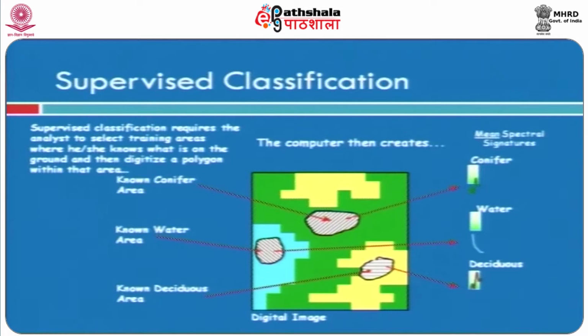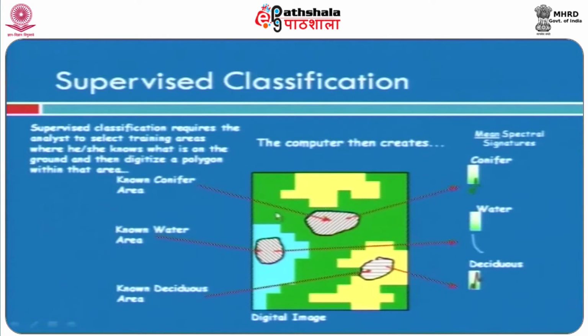Then train the system and tell it, for example, if the range of your spectral values of this particular thing is between 45 and 65, then whatever is present in a cell between 45 and 65, you consider it as conifer. If it is something between 20 and 24, or 20 and 26, or 20 and 32, anything between that spectral value, or the brightness value, you say this is water. So, the system will classify according to your training set.